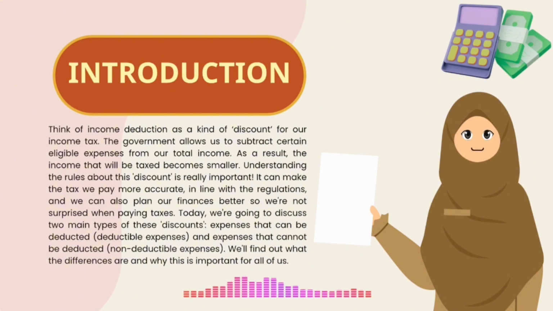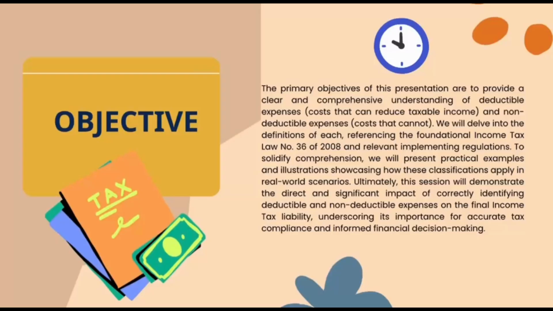Today, we are going to discuss two main types of the discount. The first is expense that can be deducted, or deductible expense. And the last is the expense that cannot be deducted, or non-deductible expense. We will find out what the difference is and why this is important for all of us.